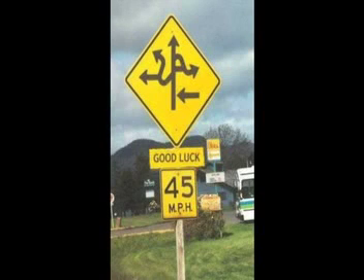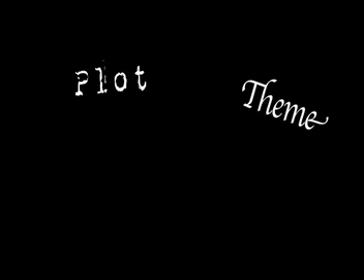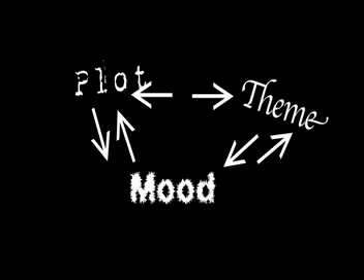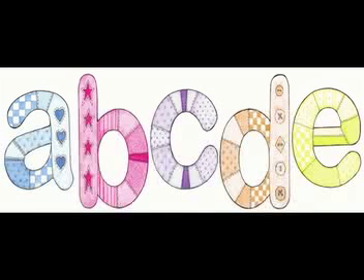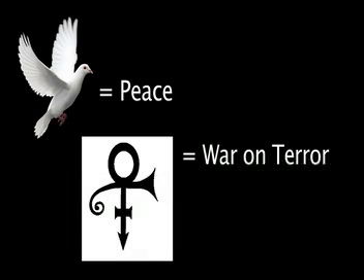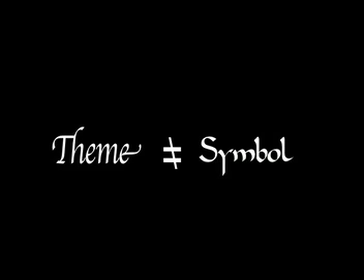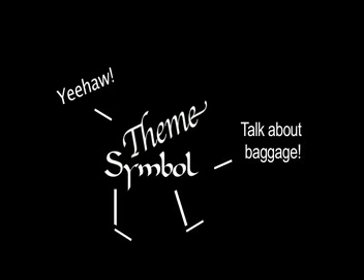Many people get lost with terms such as plot, theme, and mood, and often confuse one for another. So here's a basic rundown. A plot is a main sequence of events, A, B, C, D, and E. A theme is a recurring idea that pervades in a work of art or literature. The spin-off of that would be symbols or symbolism, but symbols are not the theme. They carry the theme, in some cases. The mood is the atmosphere or pervading tone in a work of art or literature.